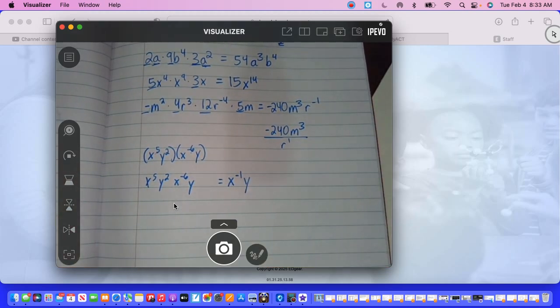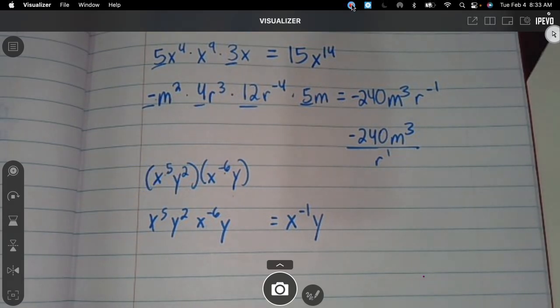What in the world? What happened? Is there a bug up there? There was one. It did that. Really? That's crazy. Okay. Anyway, sorry.